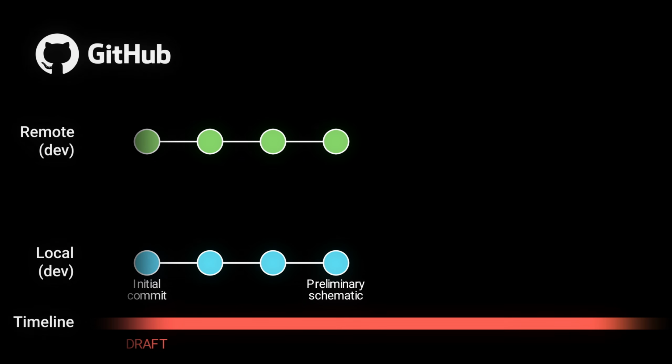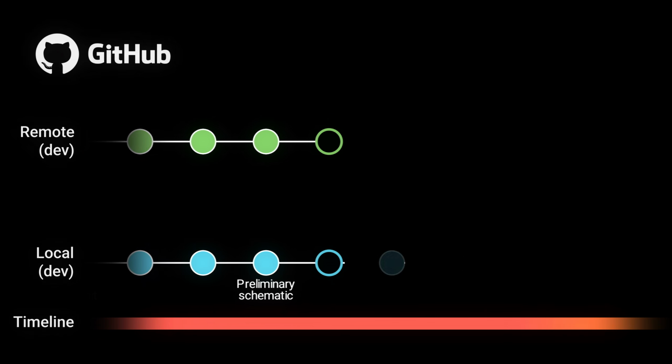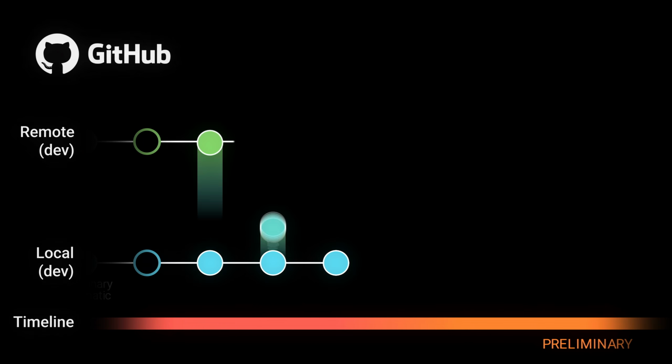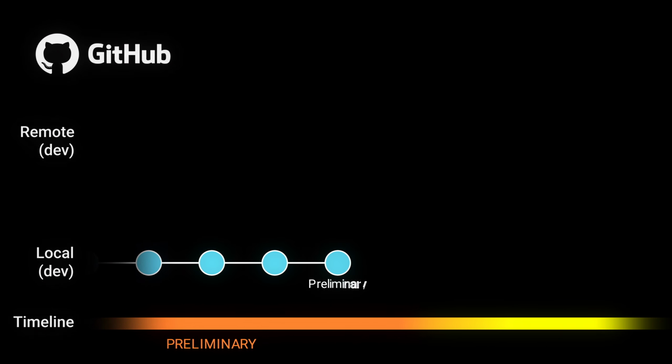This will trigger a workflow to generate files like the schematic PDF, the netlist, and the bill of materials. Once the workflow completes, we pull the generated files from the remote repository back into our local repository, and then we continue working. When we move on to PCB design, we switch the project to the preliminary phase.